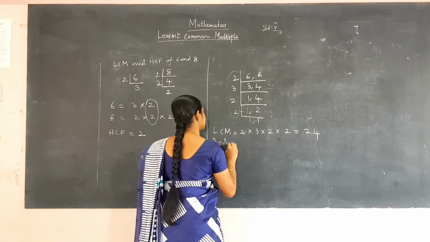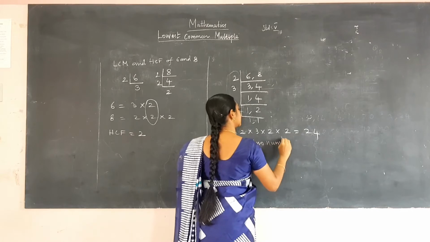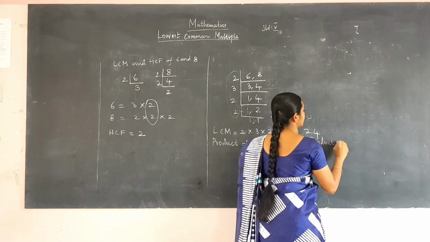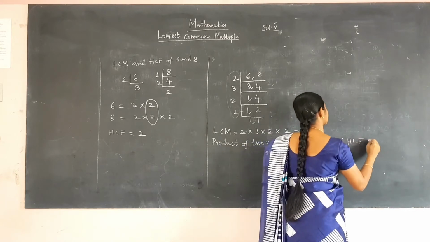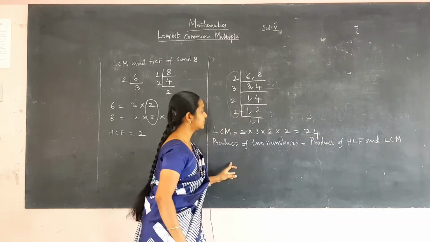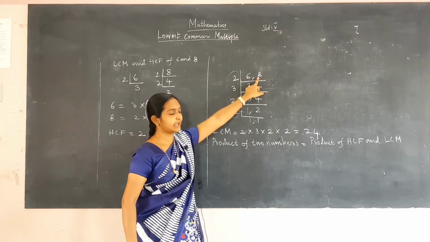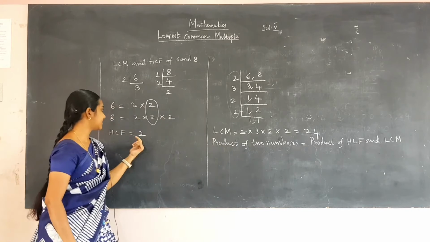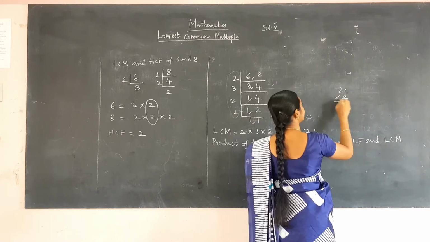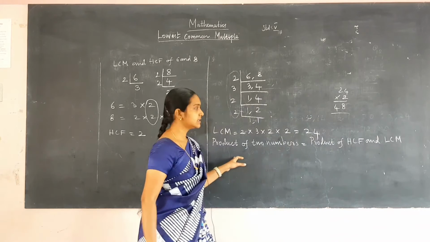We can see that the product of two numbers is equal to the product of HCF and LCM. Let us multiply 6 and 8. 6 8s are 48. Let us multiply HCF and LCM. 2 into 24. 24 into 2 is 4 2s are 8, 2 into 2 is 4. We have got the same number.